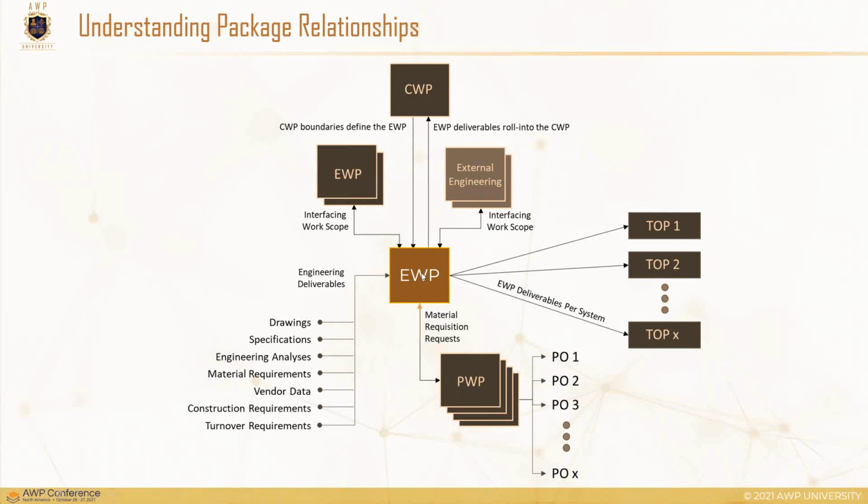From the engineering deliverable point of view, within that grouping of data, we're talking about drawings, specifications, engineering analysis, material requisitions, vendor data, as we talked about from external engineering, and construction requirements and turnover requirements within that EWP. Okay, from that EWP, there's also a straight line tied to the turnover packages and what the turnover grouping is tied to that EWP. So these are typically many to one for each EWP, and often a turnover package will cross boundaries of an EWP depending on the system's extent.